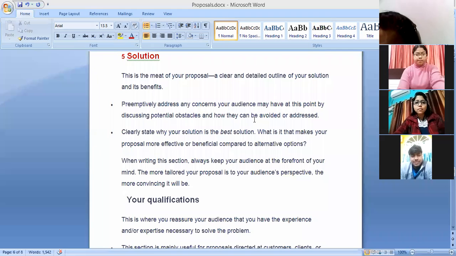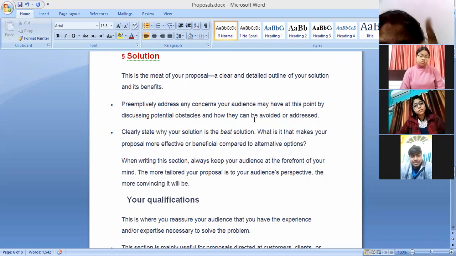So clearly state your solution, what the best solution you will be providing, and what is it that makes your proposal more effective or beneficial compared to alternative options. When writing this section, always keep your audience at the forefront of your mind. Whenever you're writing this, your mind should always be on your audience, what your audience wants. You have to do a little SWOT analysis of your audience, the strength, the weakness, the opportunities, and the threats.